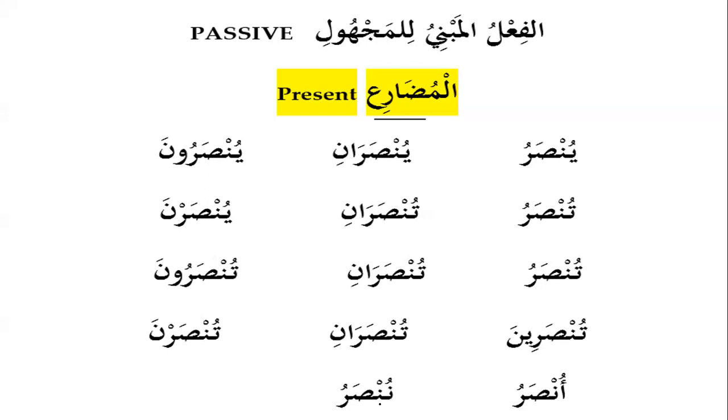One thing that you have to please remember is that whenever you are memorizing a conjugation, don't memorize it without the meaning. Because without the meaning, memorization is easier. And once you get used to it, then the translation method becomes difficult. So at least once, for the first time when you are writing it, write it down with the meaning. Yani yunsaru, he is helped. Yunsarani, they both are helped. And yunsaruna, they all are helped. So once you write it with the meaning, inshallah, then you will never forget it.